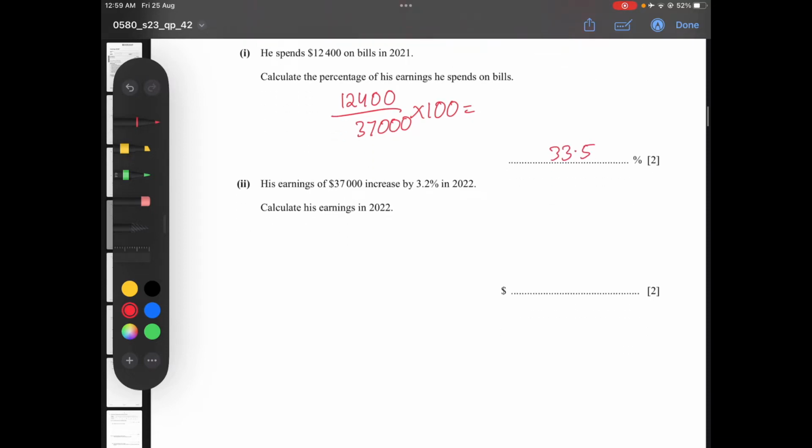His earnings of 37,000 increased by 3.2%. So when we say increase, it's going to be 103.2%, or 103.2 divided by 100 times 37,000. So 103.2 percent of 37,000 would give us 38,184.